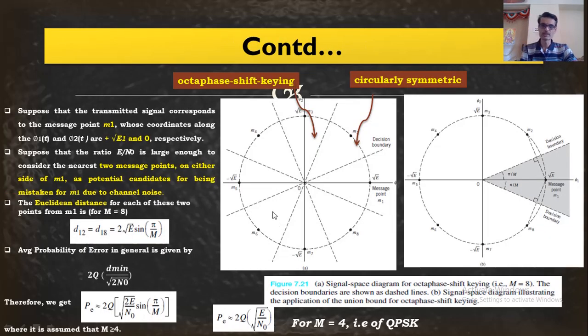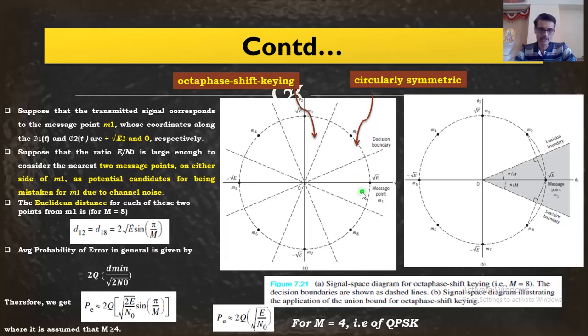Now take a special case here. I have taken m equal to 8. This is the signal space diagram for m equal to 8. So this is one case, this is another case. Same signal space diagram only for m equal to 8. So I have 8 different signal points, I can say, right? This is the one, say m1, this is m2, m3, m4, m5, like that it is m8, i goes from 1 to 8.